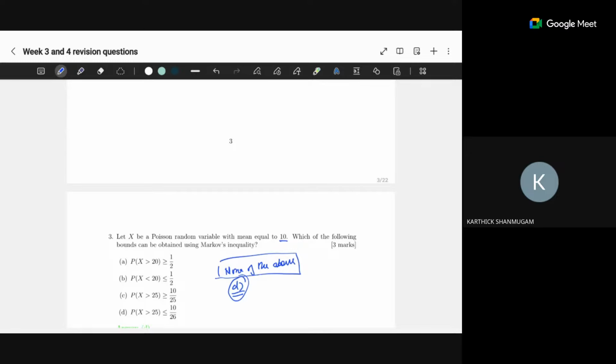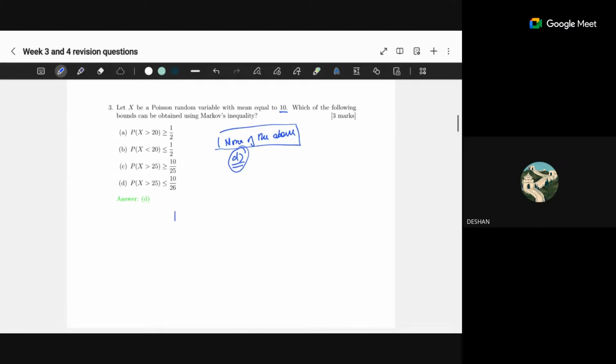Yes, ma'am. Yeah, I'll go with D. There is no typing error in the question, so the question is correct. The reason I go with D is that the probability of X strictly greater than 25 can also be written as the probability of X greater than or equal to 26.